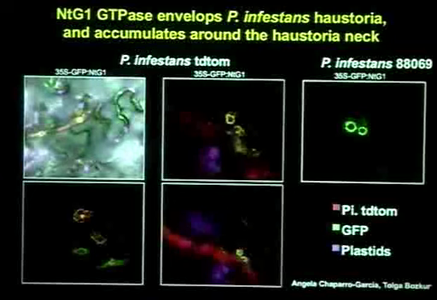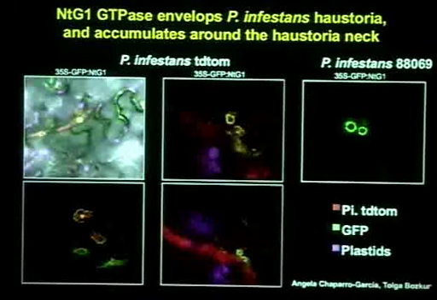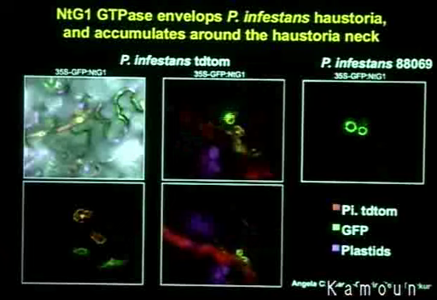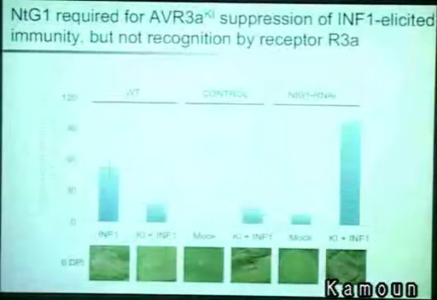It's a GTPase. And this particular GTPase is interesting because it localizes at the neck of the haustorium. You can clearly see here, this is again the red fluorescent Phytophthora. There's haustoria formed here. You can also see them there. You can clearly see how the GTPase in infected cells focally accumulates around the haustorium.